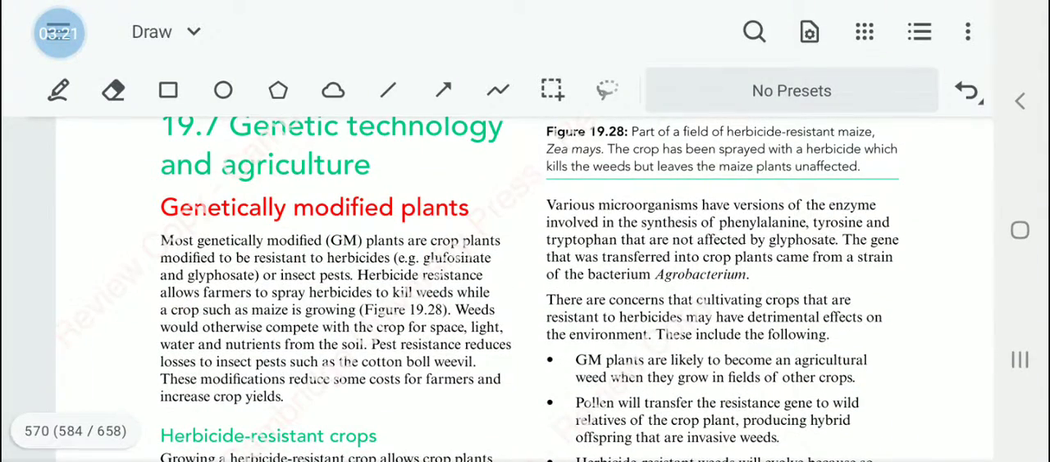But the gene that is introduced to the crop plants using a bacterium called Agrobacterium, nothing will happen to them, because the gene will eliminate the activity of this glyphosate. The glyphosate will be taken up, but it will not affect the growth of the plant.